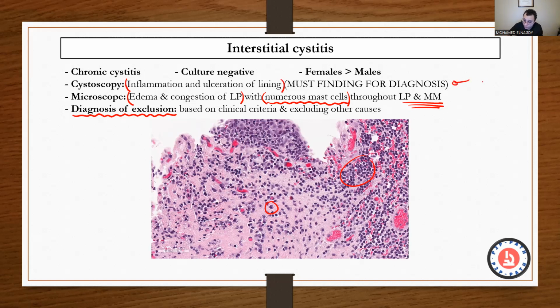This is very important because this is what we mean by clinical criteria. For the diagnosis here you cannot rely only on the pathological image or how the H&E section looks. You have to correlate clinically with an abnormal endoscopic finding of inflammation and ulceration in the lining. Usually in this case, you have chronic cystitis, as I mentioned. Usually there is no infectious organism involved. It's culture negative, and it's more common in females for some reason. This is what we call interstitial cystitis.